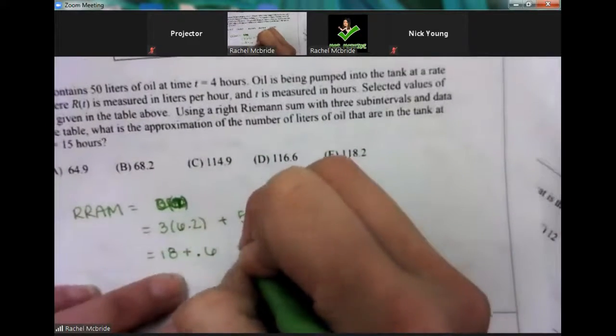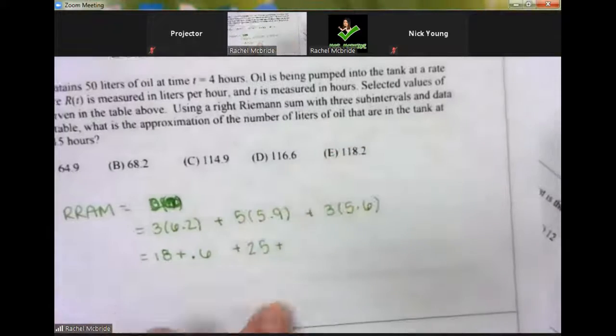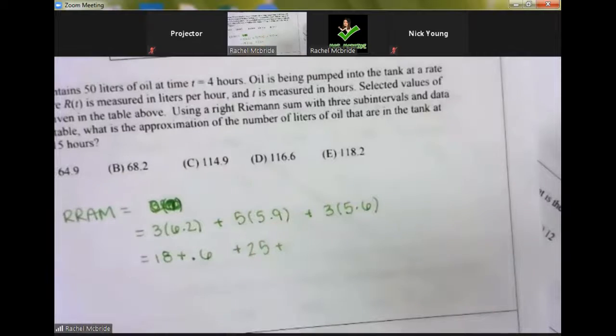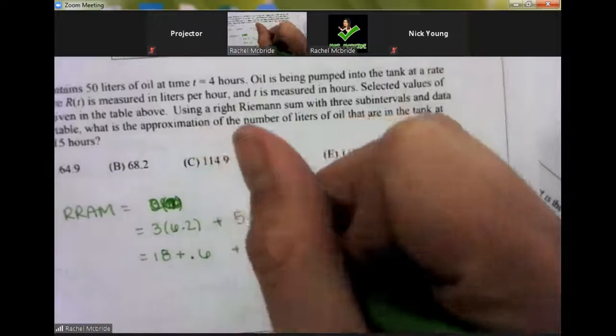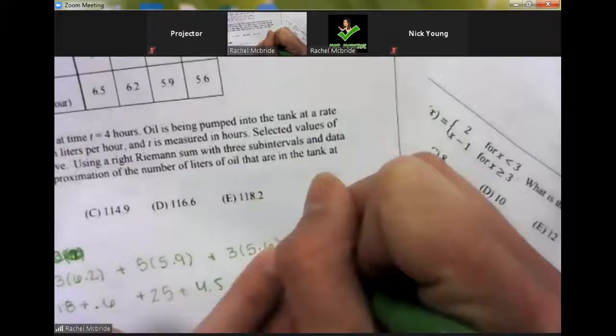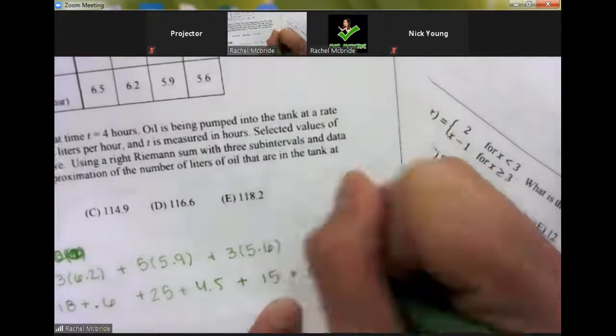And then for 5, it'd be 5 times 5 is 25. 5 times 9 is 45. So 5 times 0.9 would be 4.5. And 3 times 5 is 15. And 3 times 0.6 would be 1.8.